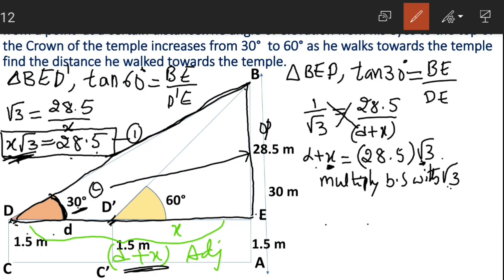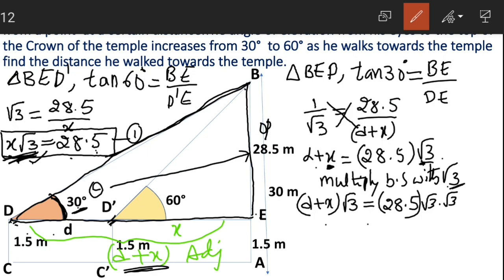And here becomes x root 3. We know the value of x root 3, so simply we can substitute that value. So for that reason only I am multiplying this with root 3. So I get d plus x into root 3, which is equal to 28.5 into, already one root 3 is there, root 3 into another root 3.